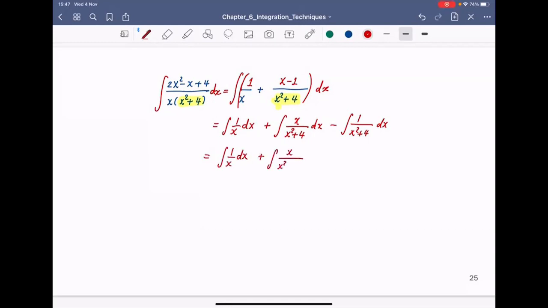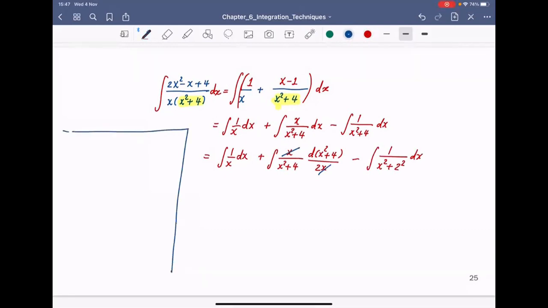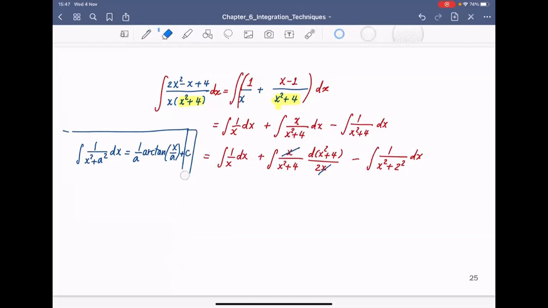It will be x over x squared plus 4, but I'm going to change the x dx to d of (x squared plus 4). This is 2x, so they cancel. And then the other thing is going to be integral of 1 over x squared plus 2 squared dx. You already did this in the first 5 minutes. If you have integral of 1 over x squared plus a squared dx, the answer is going to be 1 over a arctan of x over a plus c. This is what we just discussed in the first 5 minutes, right?